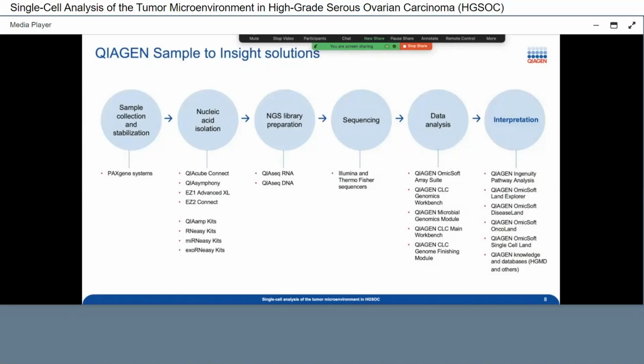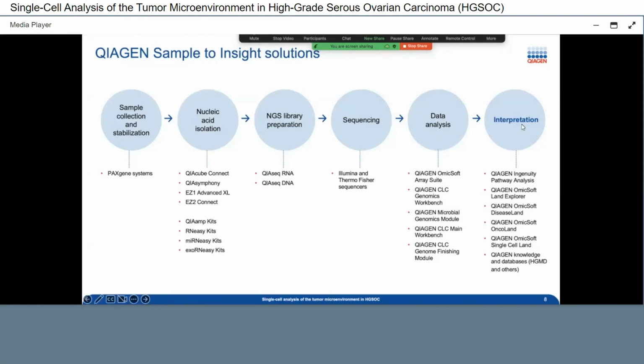We have a set of technology that are really well adapted. And on the far right here, we have the data analysis column and the interpretation column. Two products I'm going to talk about today: the CLC Genomic Workbench, which allows me to process any type of FASTQ file or microarray or even matrices, as I've done here for the single cells.